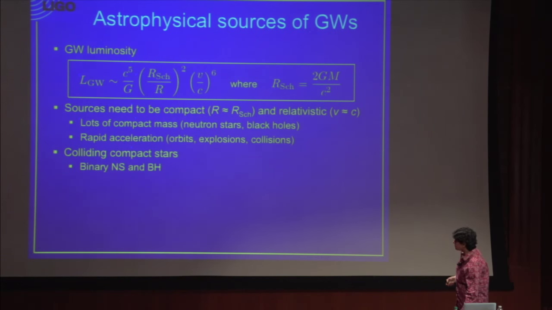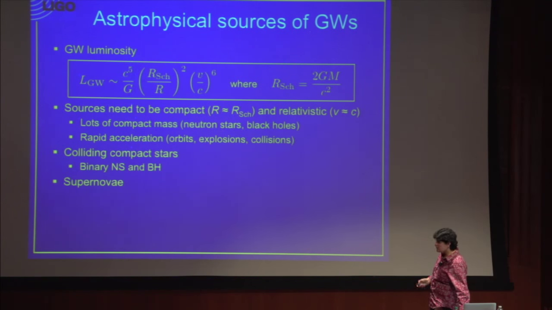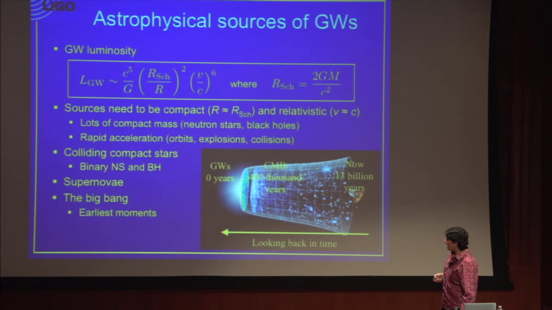So, of course, we think about things like colliding compact stars, like binary neutron stars and black holes that are merging. One can also think about supernovae, as these stars reach the end of their lives. And, of course, the Big Bang itself. And I'll come back to these in short order. So, and of course, there's also things we haven't thought about.